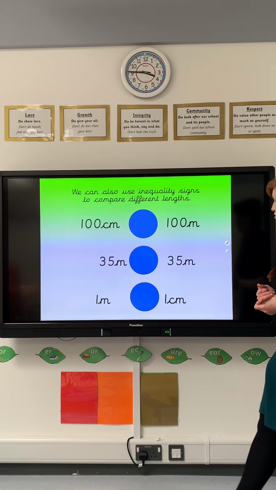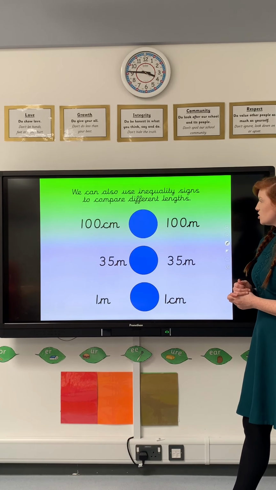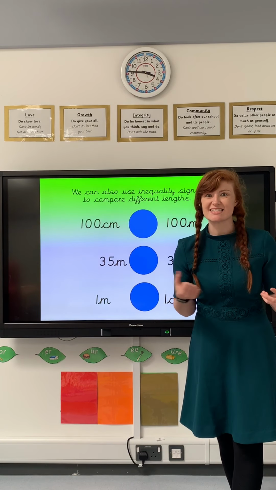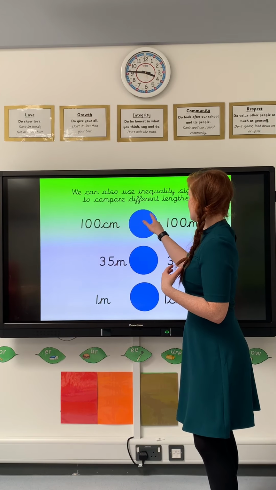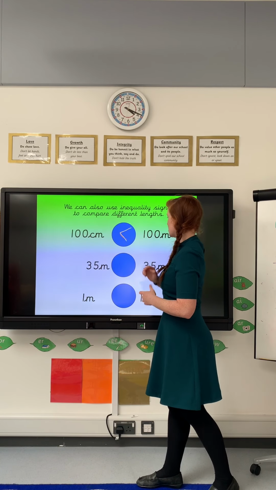And then I've got some here, again for my year 2. So 100 centimetres, 100 metres. Again, I know that metres are more than centimetres, so I know straight away that 100 metres is more than 100 centimetres. I'm going to do this in a different colour just so you can see.